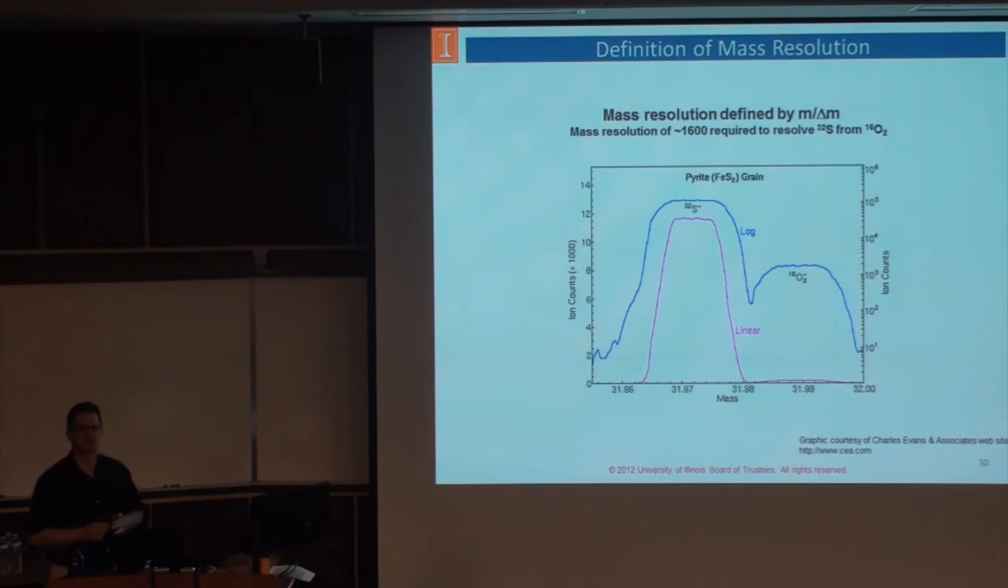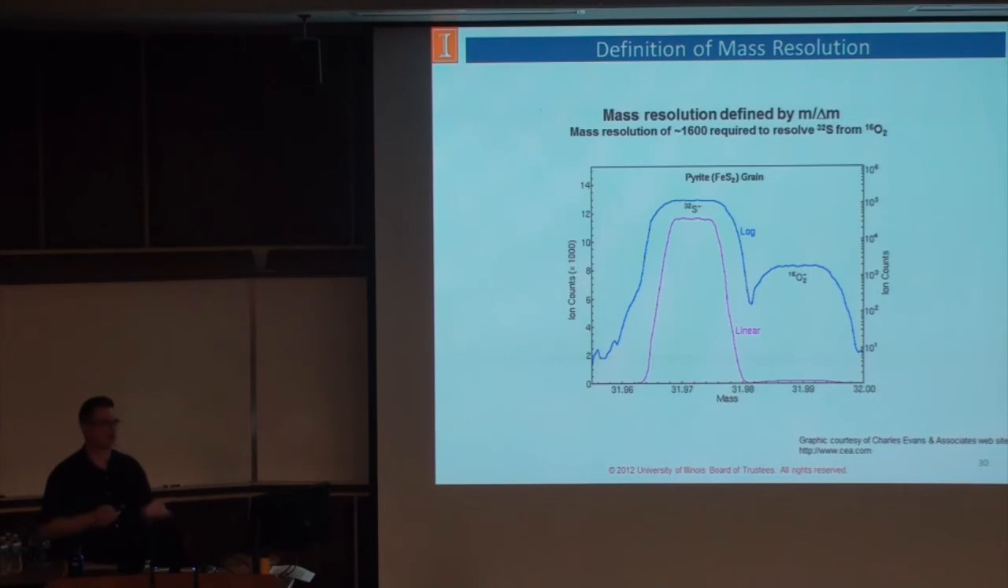One more definition, just to talk about SIMS that we hear a lot of times, is mass resolution. We define it as M over delta M, and the reason for that is on a system with magnetic sector, that's constant throughout the whole mass range. Why do we care? Because sometimes we have two masses that are very similar.